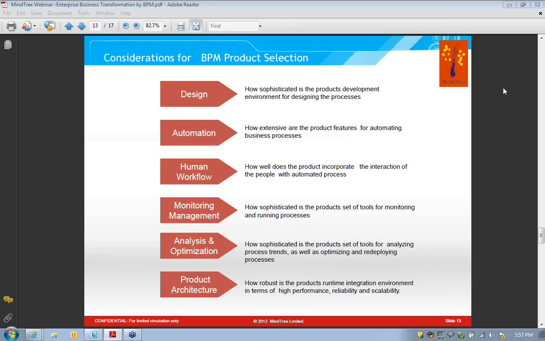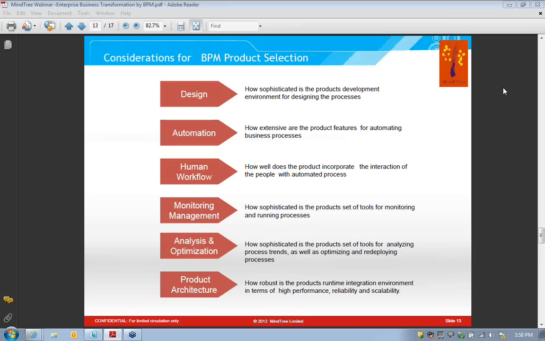Automation. How extensive are the product features for automating business processes? Because here BPM is all about automating a set of siloed business processes. So automation is the key. Human workflow. How well does the product incorporate interactions of the people with the automated processes? In an organization, a lot of business processes have to be executed by a lot of business roles, organizational roles, based on an organizational hierarchy in terms of roles and responsibilities. A BPM tool or a BPM implementation should provide selective role-based access to various business processes in a BPM landscape.